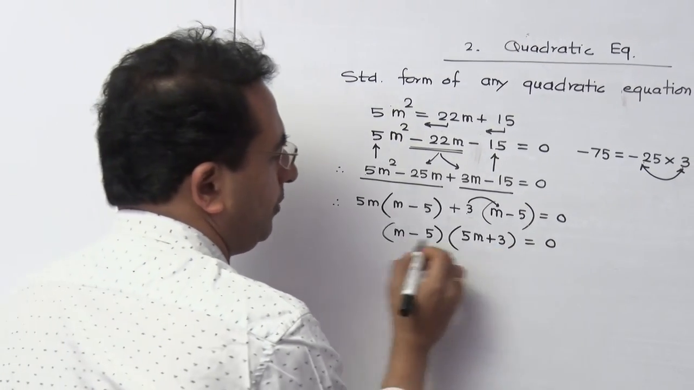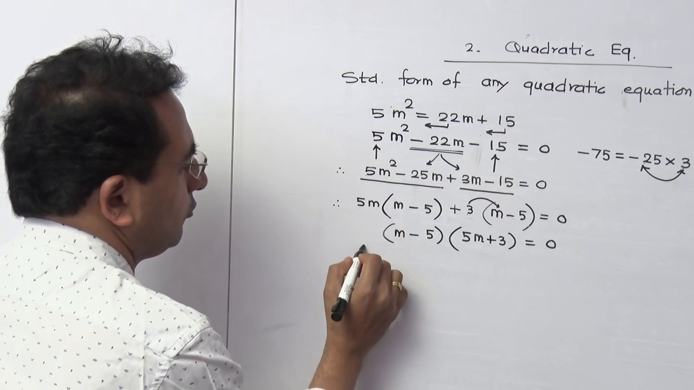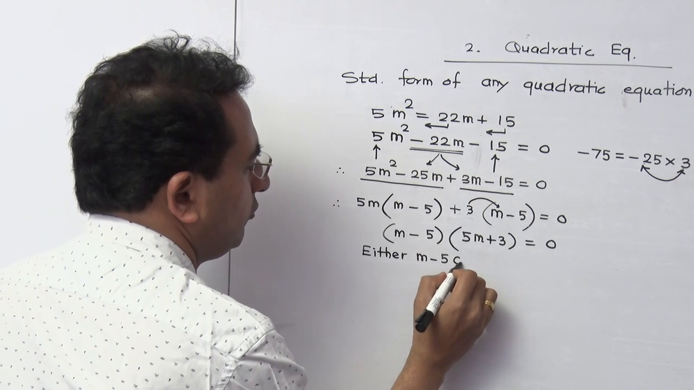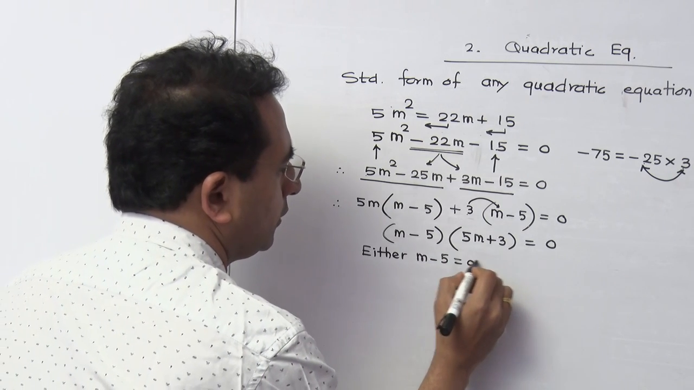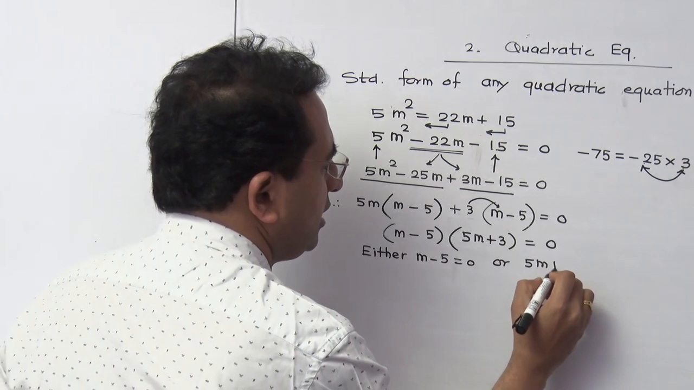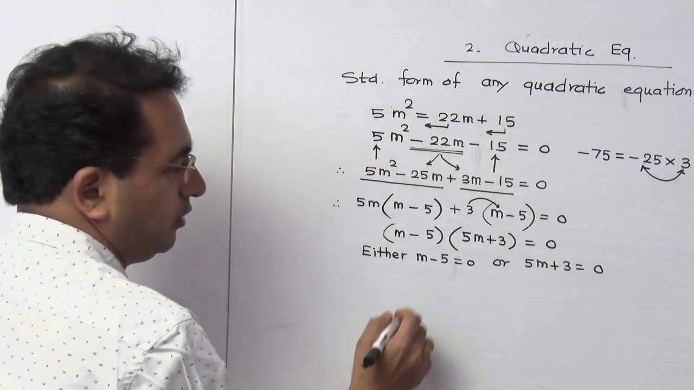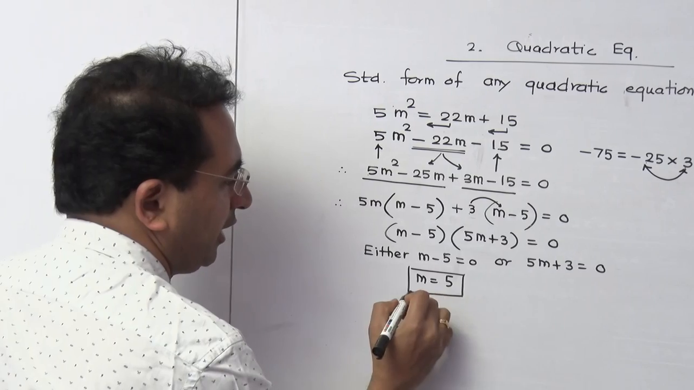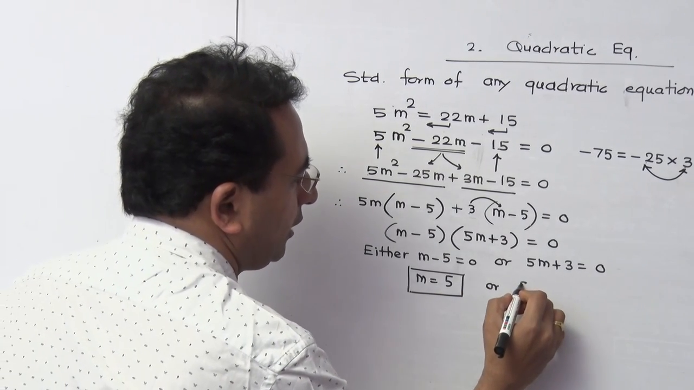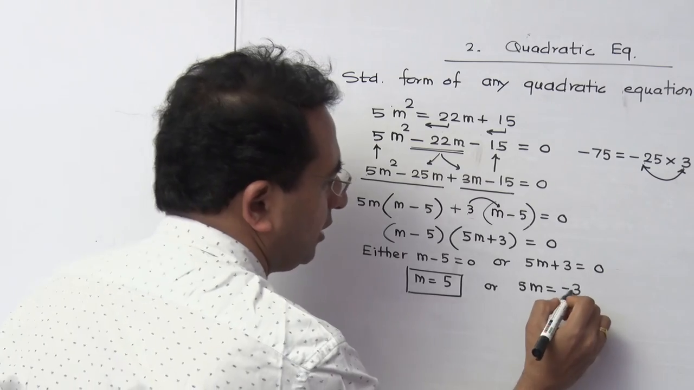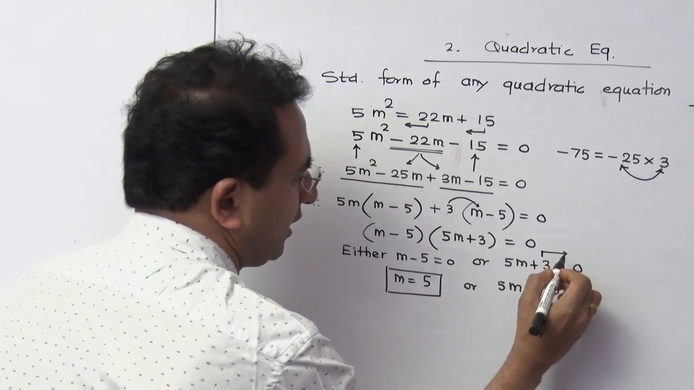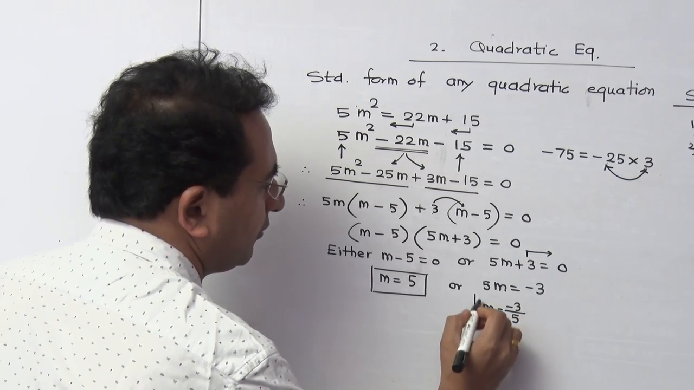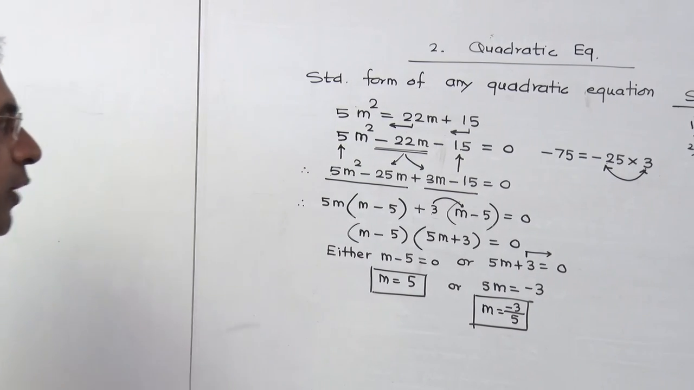So therefore there will be two observations. We have to write either m minus 5 is equal to 0 or 5m plus 3 is equal to 0. So we can write m is equal to 5. This is one answer you are getting. Or we have to write 5m is equal to minus 3, because 3 is transferred to the right hand side, and therefore the value of m will be minus 3 by 5. These are the two answers we are going to get.